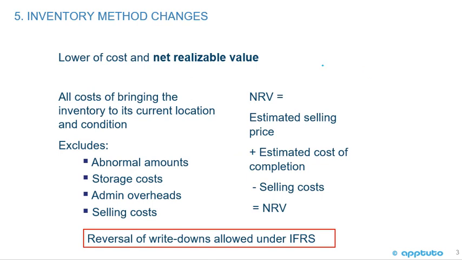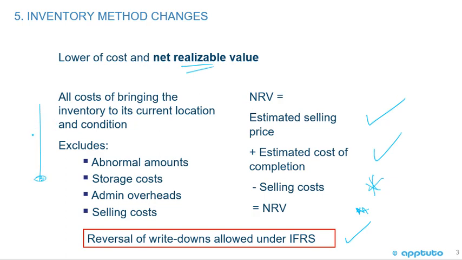Okay, so now we're looking at the lower of cost and net realizable value. Net realizable value equals the estimated selling price minus the estimated cost of completion and the selling costs, and that equals the net realizable value, okay? So write-downs are allowable under both IFRS and US GAAP, but reversals of write-downs are allowed under IFRS up to the initial original amount.